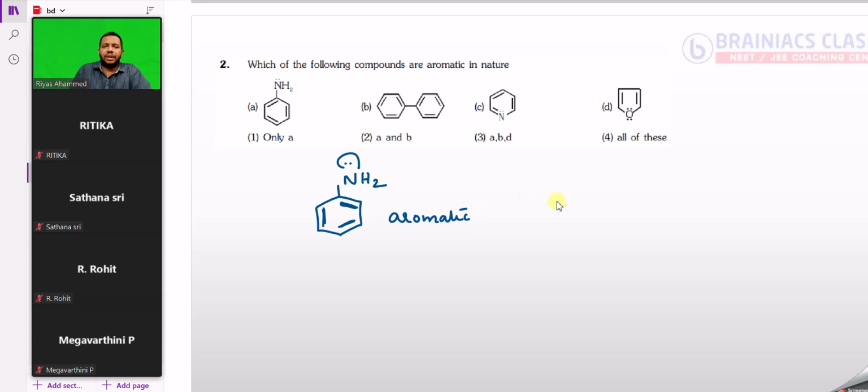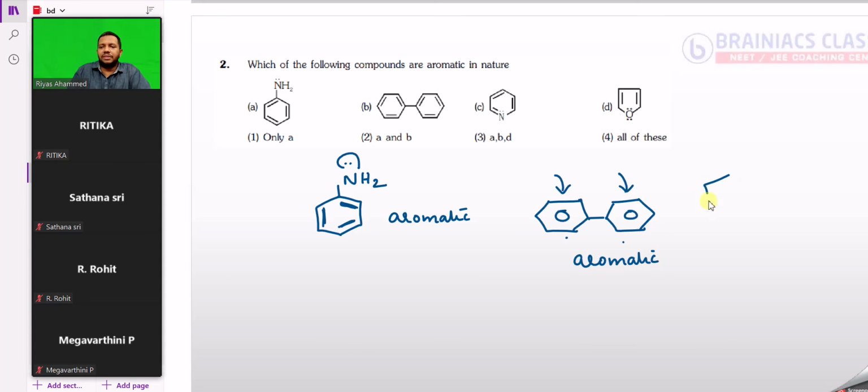Now, next one is biphenyl. Whenever biphenyl is present, that means two rings are present separately. Whenever compounds are given like this, you should check the aromaticity for individual rings. So one is benzene, the other is benzene. So both are aromatic in nature.